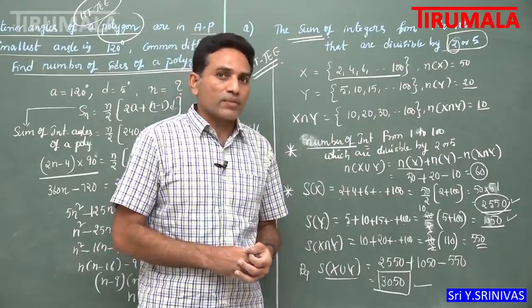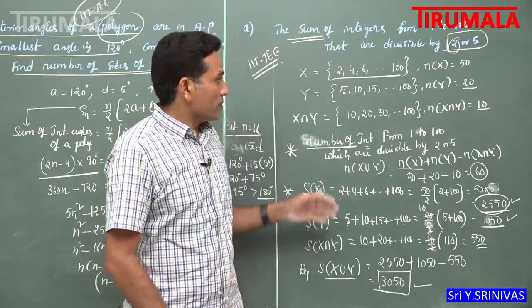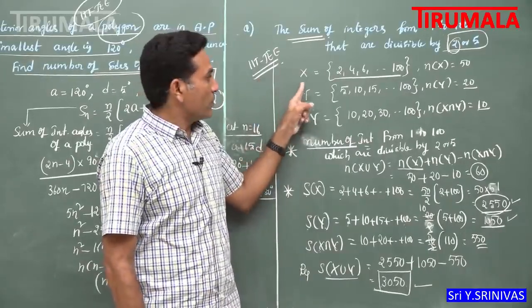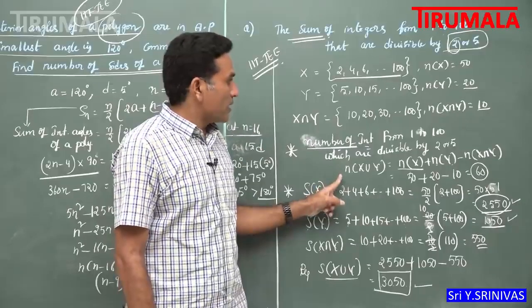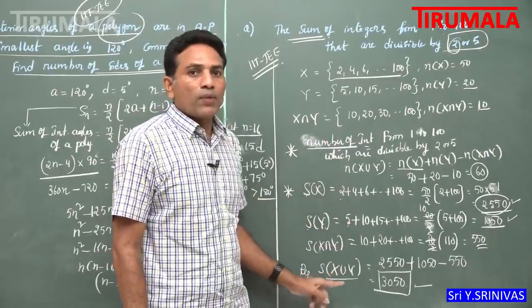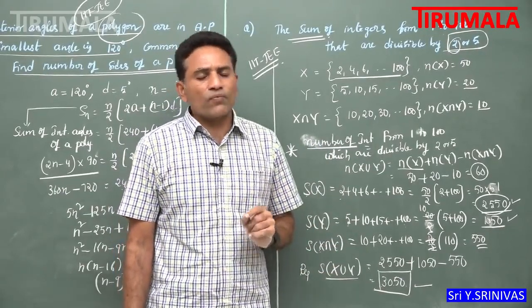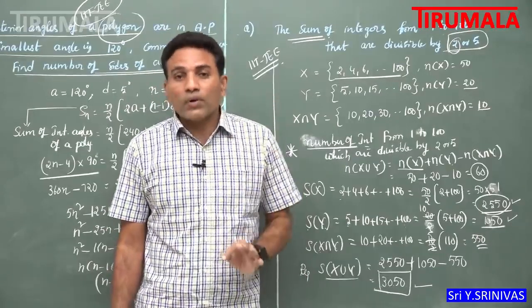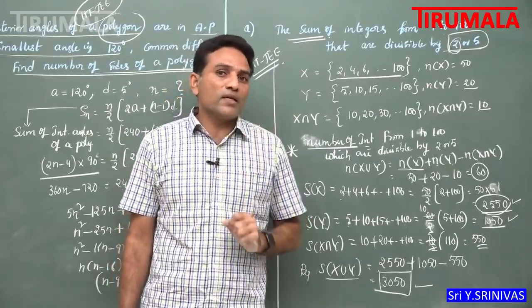That is the main use of the n of A union B concept. Okay, students, this is one of the previous IIT JEE models. Here we entirely use set theory and the sum of n terms of AP. These types of multiples concept questions are very useful.